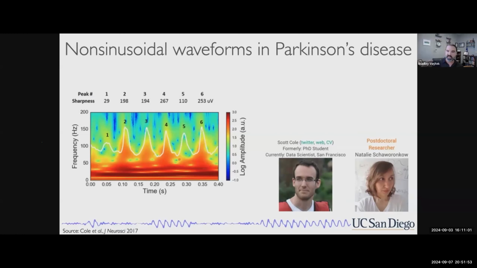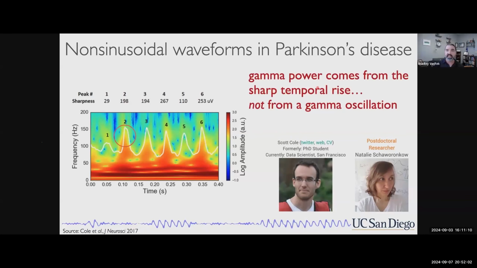Maybe you don't have two different oscillations, this high gamma power and this beta power that are coupled or co-modulated in this phase amplitude coupling manner. Maybe what's happening is that the gamma power is coming from the sharp temporal rise of the beta oscillation.